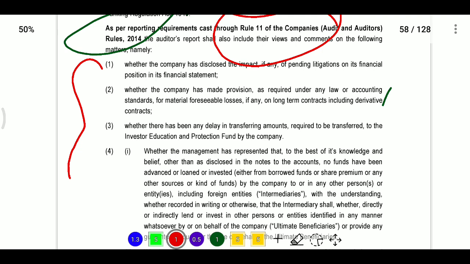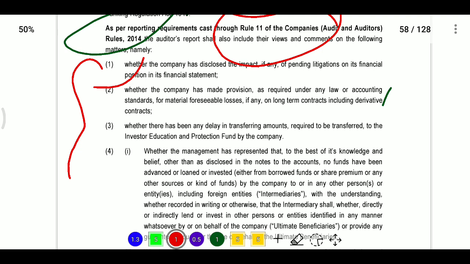First one, whether the company has disclosed the impact of pending litigations in its financial statements. In the bank's financial statements, they have some pending litigations. The bank must give the impact of that pending litigation, whether the impact of that pending litigation was disclosed or not needs to be commented on by the auditor.